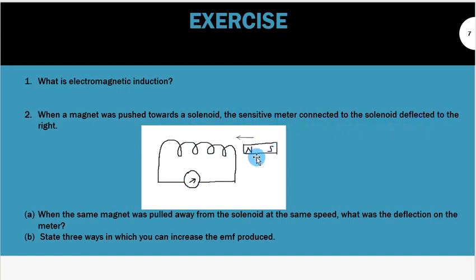When a magnet was pushed towards the coil, the sensitive meter shows a deflection to the right. So the first question is, when the same magnet was pulled away from the solenoid at the same speed, now it is being withdrawn, what was the deflection on the meter? So you answer that question. Then the last one, state 3 ways in which you can increase the EMF produced. So this is your exercise.